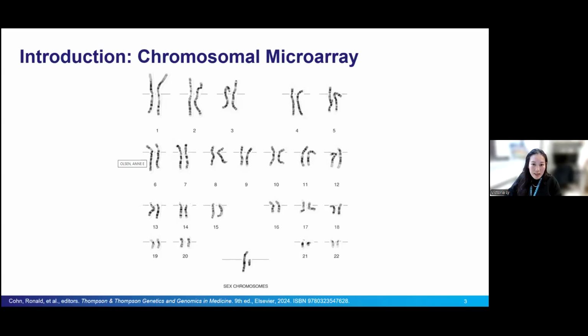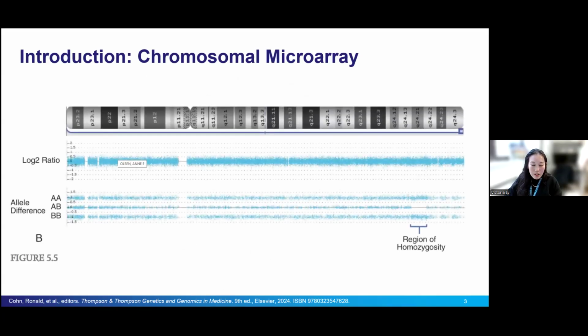Compared with karyotyping, which is limited to abnormalities 5 to 10 megabases in size, chromosomal microarray detects microdeletions and microduplications as small as 50 to 100 kilobases. This increased resolution expands prenatal detection, but also introduces new counseling challenges.